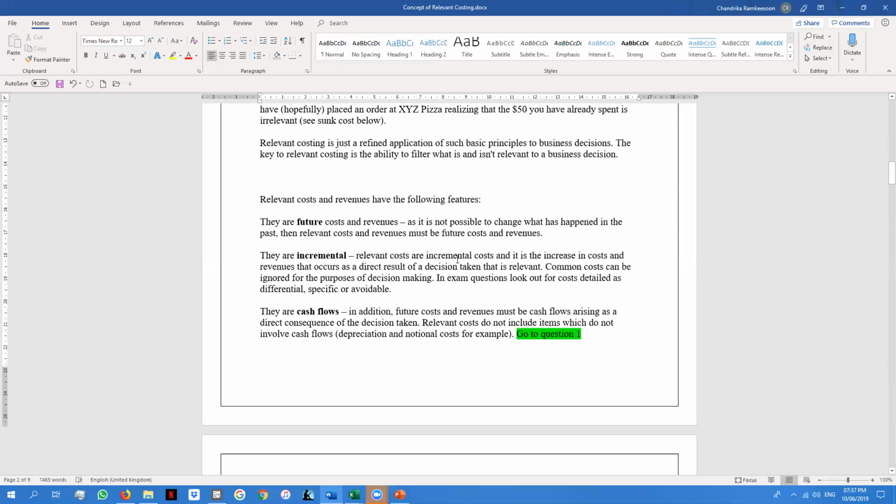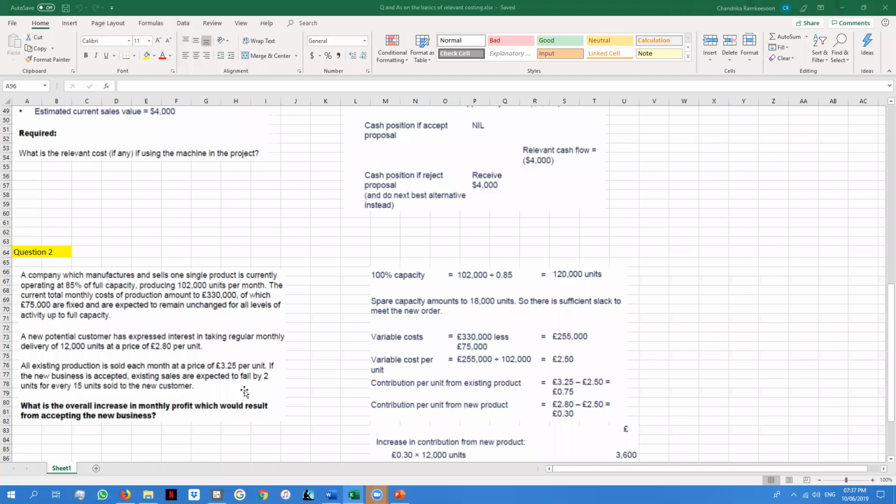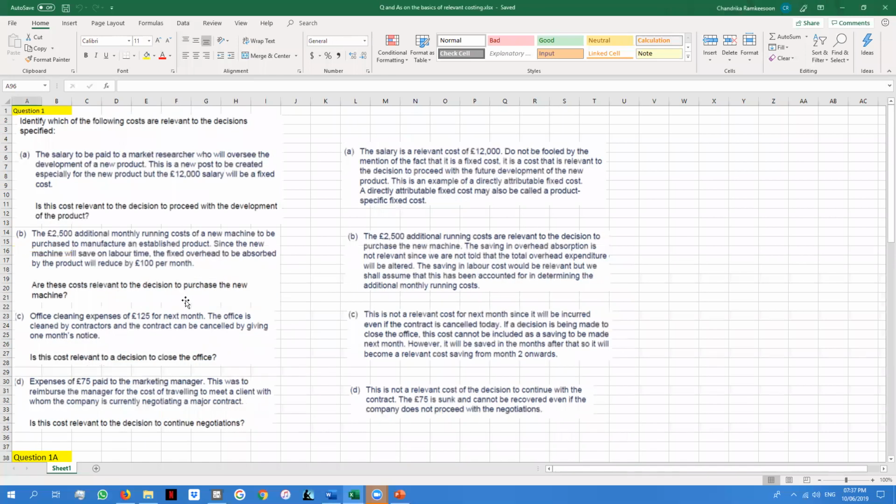They are incremental. Relevant costs are incremental, and it is the increase in costs and revenues that occurs as a direct result of a decision and so forth. Let me show you something. Now, this is a handout we'll be taking a look at just now. This is actually question 1. It is possible that 1 or 2 things that you see here in question 1 you may not fully understand, but that's fine, because I can assure you as we go on into this handout, we will be looking at the different examples and the different types of relevant costs.